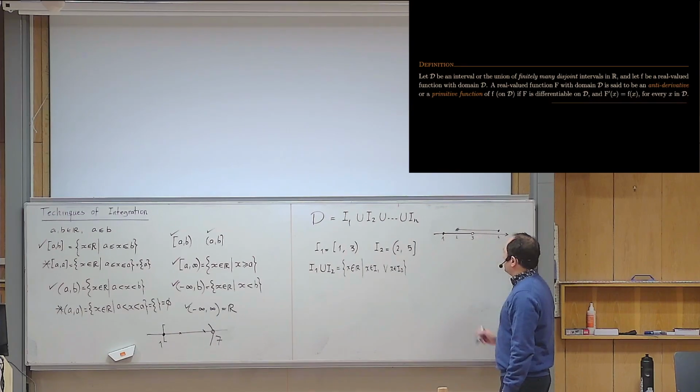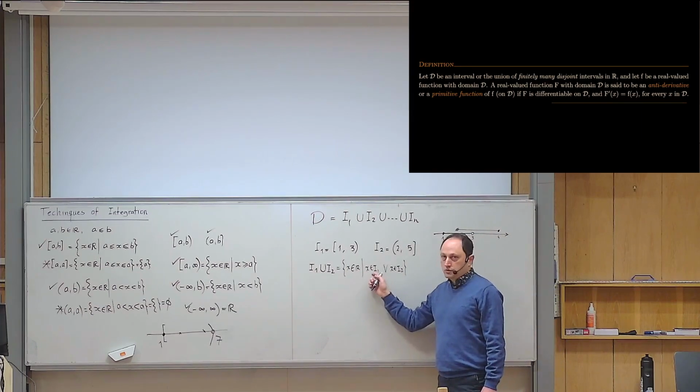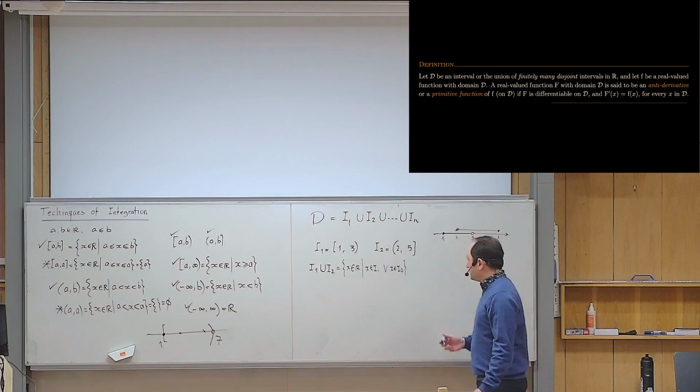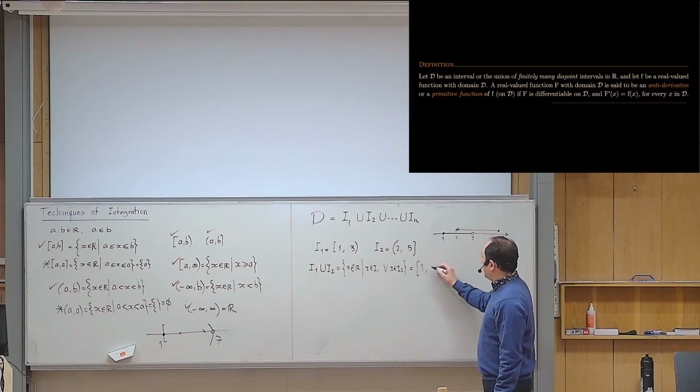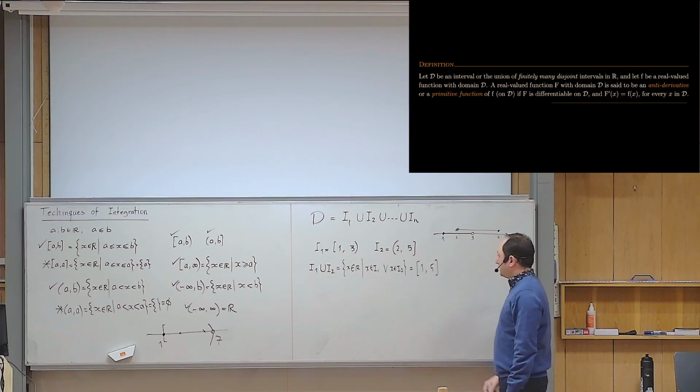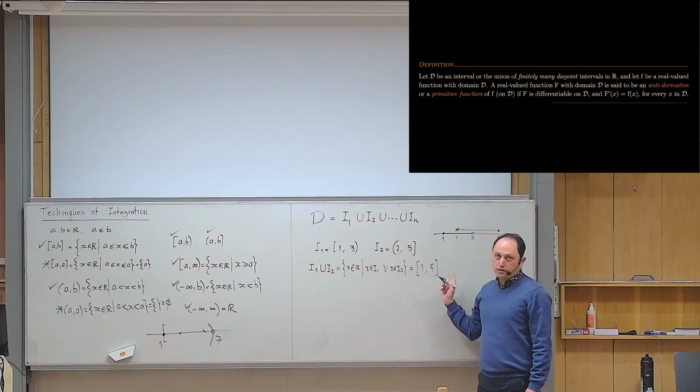So if I ask you to union them, it means that I am interested in all real numbers which are either in this one or in that one or both of them. So it is not that hard to understand that the union goes from 1 up to 5. Yes? So again, the union of these two intervals is actually another interval.